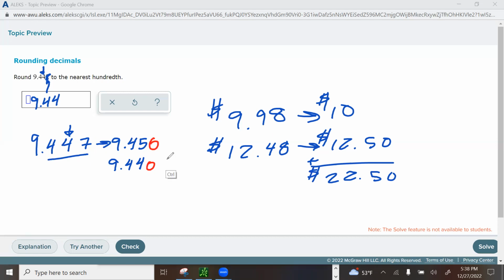Anyway, but yeah, so the answer would be 9.45 if this had been the problem.